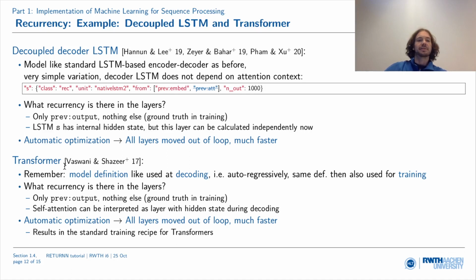Transformer is a more extreme example. Again, remember, you define the model like you would use it at decoding time, including a choice layer. And now the automatic optimization would move all layers out of the loop, and you have very efficient training. Basically, this results in the standard training recipe now for transformer. But you defined it in a way which is used both for training and decoding.